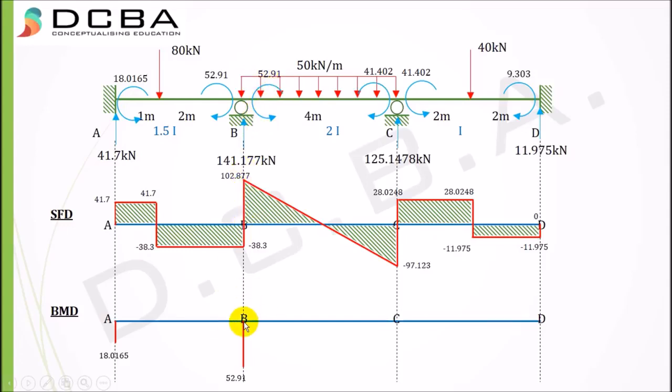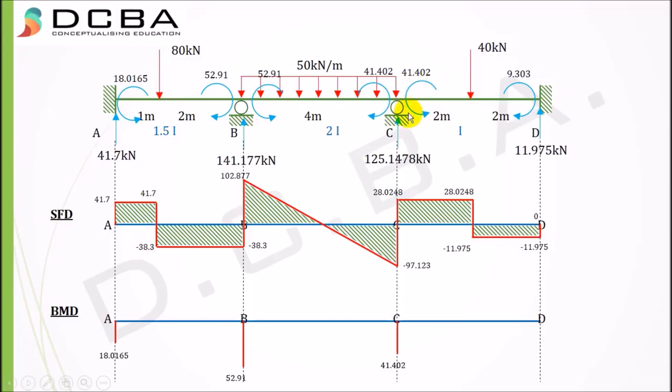I've already plotted 52.91 here, and the check is that these two have to be one line only, because both are opposite in nature, and both will have a similar impact on the beam. Both are causing it to go downwards. Then the moment at this point will also cause a hogging shape here, and again it will go down, 41.402.